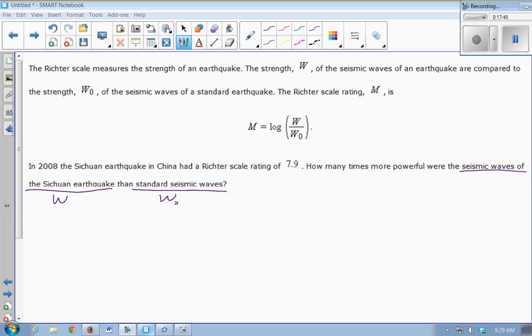So when I want to know how many times bigger one thing is than another, how do you do that calculation? Like if I make $50,000 and somebody else makes $10,000, how many times bigger is my salary? 5 times. How'd you get that number? You divided. Yeah, you do the bigger one divided by the smaller one. So I'm looking for W divided by W0. Does that make sense? Okay.